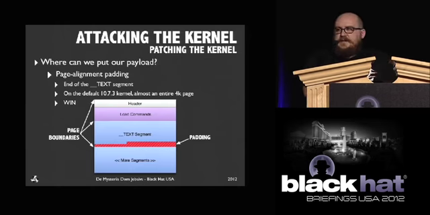I've used the Silvio Cesare page alignment padding technique that's been around forever, which is awesome. It still works. It's at the end of the text segment. Segments are page aligned, and there's a bit of padding at the end because segments don't usually take up the entire page. On a default 10.7.3 kernel, we've got almost an entire 4K page of data to play with. It turns out on 10.7.4, which I have on this machine, we only have about 506 bytes or something, which is still not too bad because it's plenty of room to stick a small trampoline payload. So that's pretty sweet.